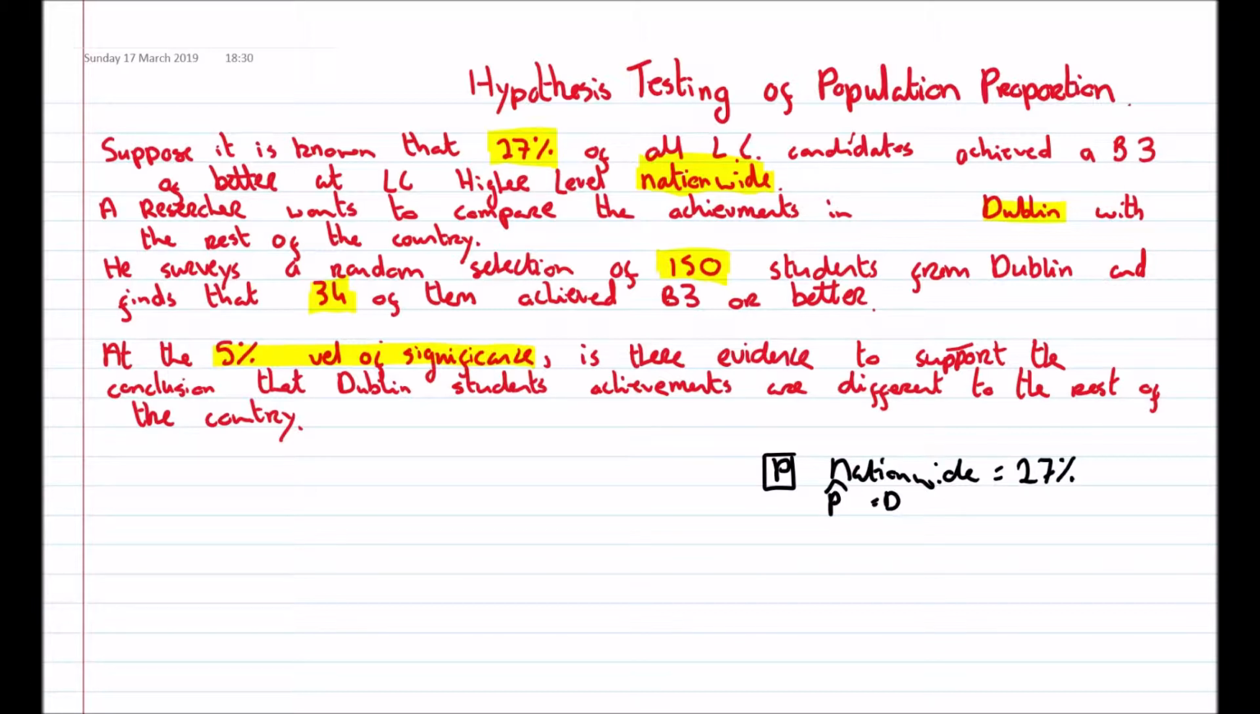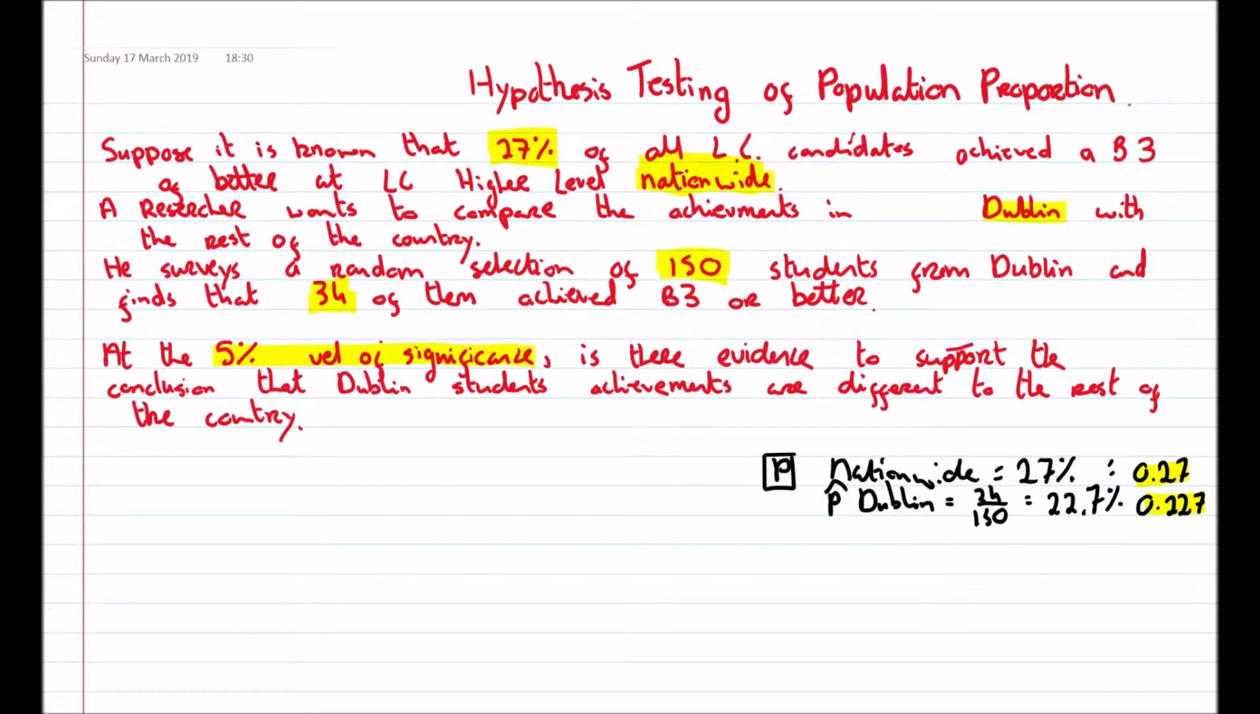So the sample proportion of Dublin equals, well, 34 out of the 150 got a B3 or higher, and that is 22.7%. Right. I'm going to change these to decimals. Okay, right. So two important figures for us, this and this. Right, now let's see if we can get our head around this.